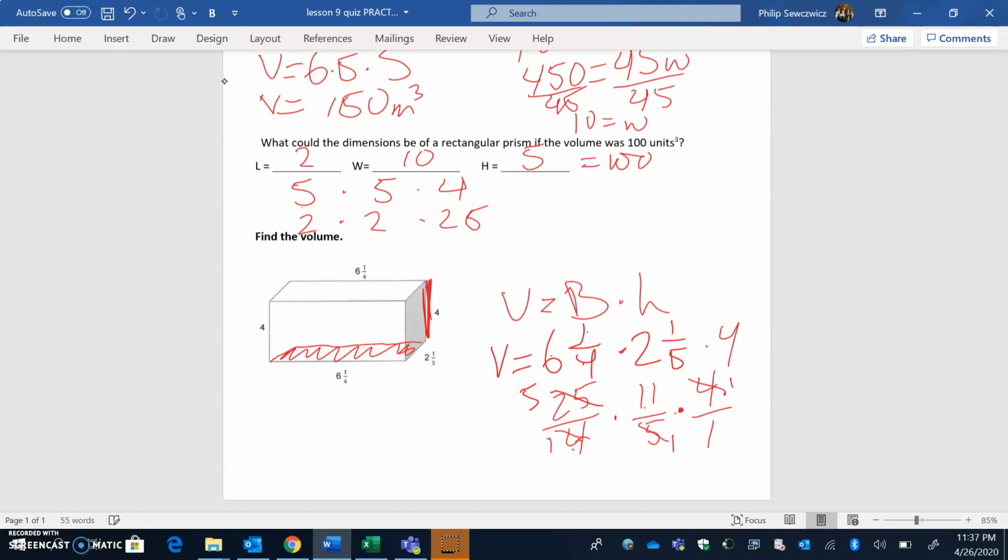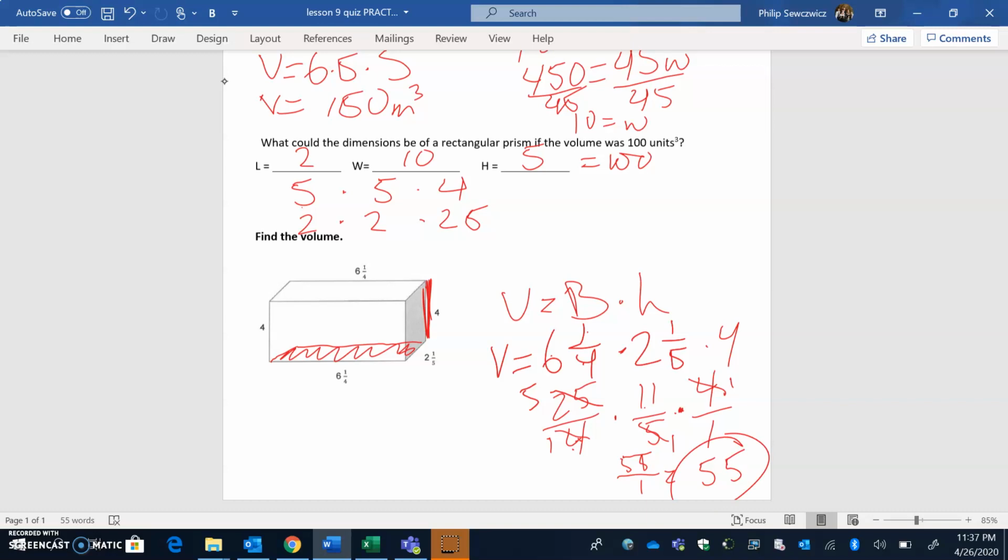5 times 11 is 55. 55 times 1 is 55. And then 1 times 1 times 1 is a 1. So if you take 55 and you divide it by 1, you get 55. All right. And there's your winning answer.